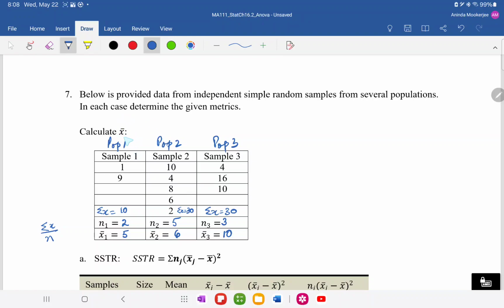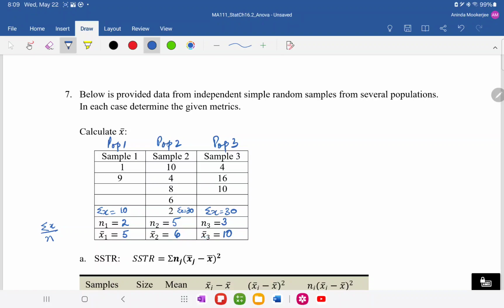However, we also need to calculate the overall mean. That means the mean of all these values put together. Now, you can do it 2 ways. You can either do 1 plus 9 plus 10 plus 4 plus 8, add up all these individual values and then divide it by the overall sample size, which is 5 plus 3 plus 2, 10.